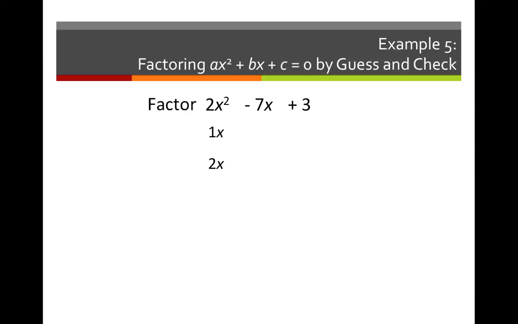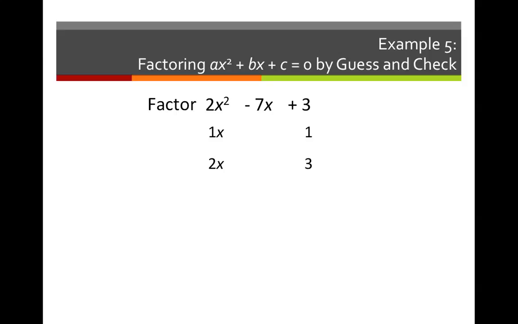I start by taking the first term, which is 2x squared, and I think about what would be factors that would give me 2x squared. In this case, we're pretty limited. 2x squared is pretty much going to be 1x times 2x. Each of our factors here needs to have an x in it, so we can't make it like 2x squared times 1 or anything like that. So 1x times 2x.